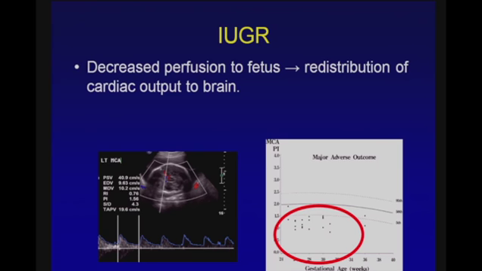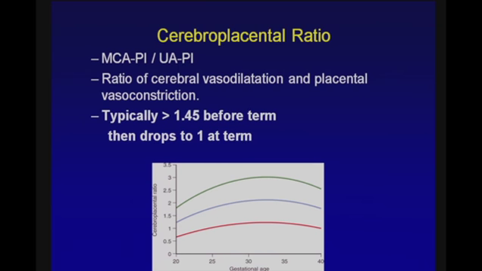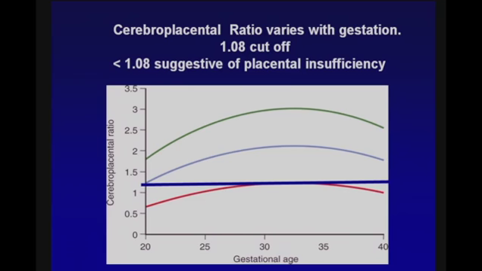For intrauterine growth retardation, one sees decreased perfusion to the fetus. Thus, there is a redistribution of blood flow with increasing diastolic flow to the brain. When we deal with the cerebral placental ratio, we're looking at the ratio of the MCA flow to the umbilical arterial flow. Typically, the ratio is over 1.45. This drops to 1 at about term. If the cerebral placental ratio is less than 1, the suggestion of placental insufficiency should be raised.